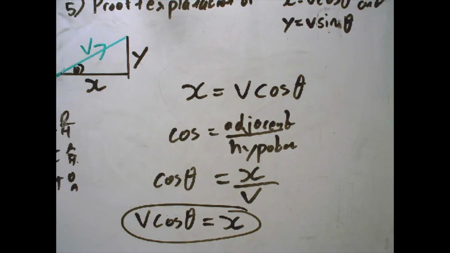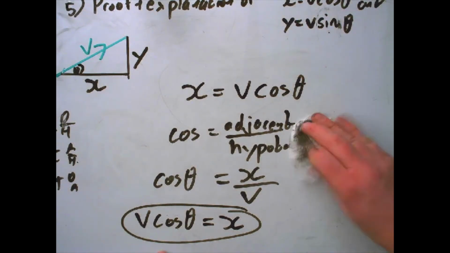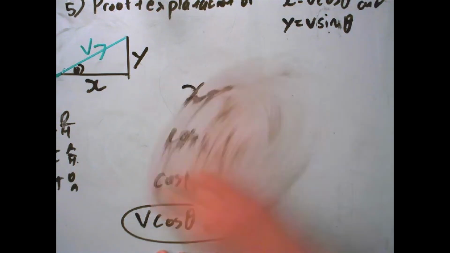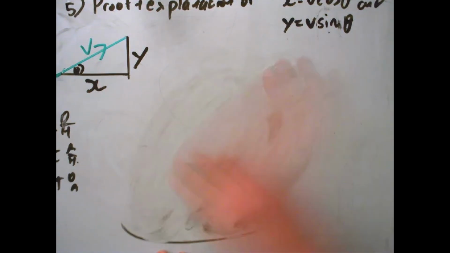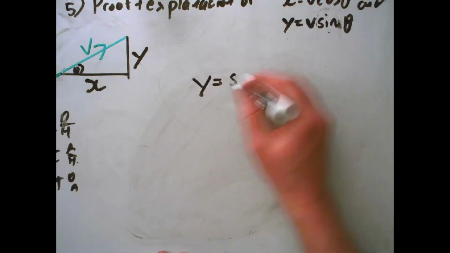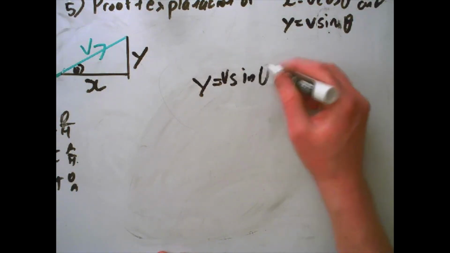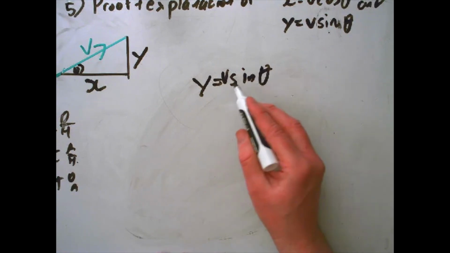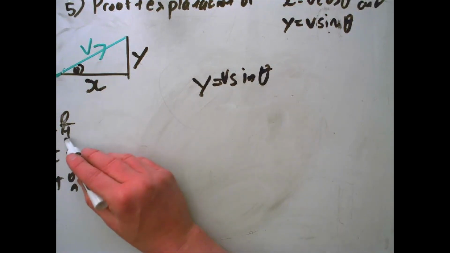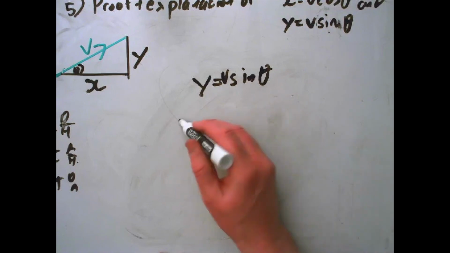We can use a very similar method to prove why y is equal to v sine theta. Let's do that now while we're at it. So v sine theta is what we're trying to prove. So let's go with what is sine. Well, sine is opposite over hypotenuse.